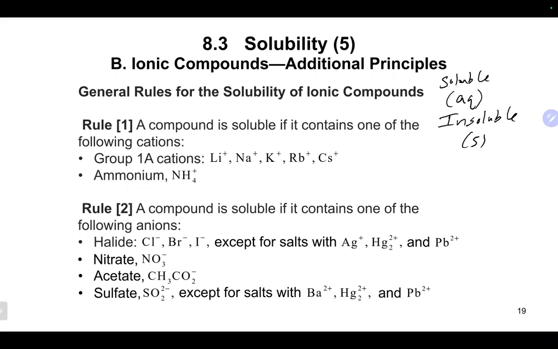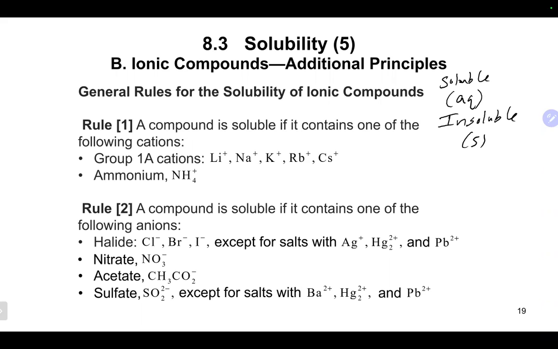Rule 1: a compound is soluble if it contains anybody from group 1 on the periodic table. As soon as you see in a chemical formula for an ionic compound that it has something from group 1, it is going to be soluble no matter what it is hooked up with. It is always going to be soluble in aqueous solution. Also, anything that contains ammonium, NH4 plus, will be soluble. There are no exceptions to this, so it will be soluble pretty much 100% of the time.